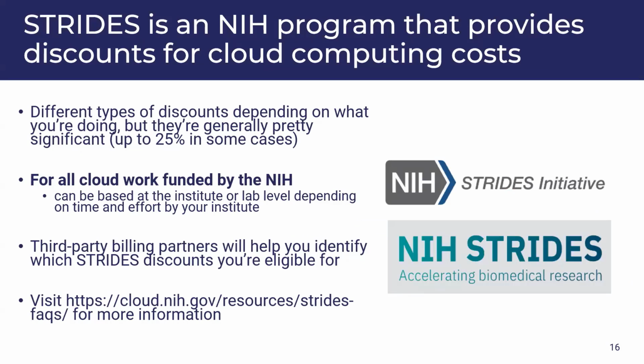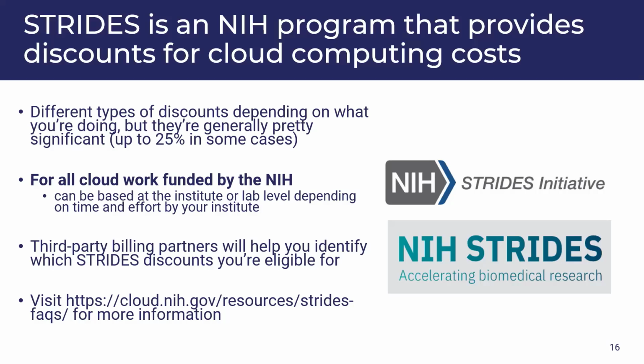And what is STRIDES? STRIDES is an NIH program that provides discounts for cloud computing costs. There are different types of discounts depending on what you're doing, but they're generally pretty significant, and can even be up to 25% in some cases, but they're usually at least 10 to 15. So it's not like a small 1 to 2% discount. It's pretty substantial. Basically, it's for all cloud work that's funded by the NIH, and that can be based at your institute or lab level, depending on the time and effort for your institute.